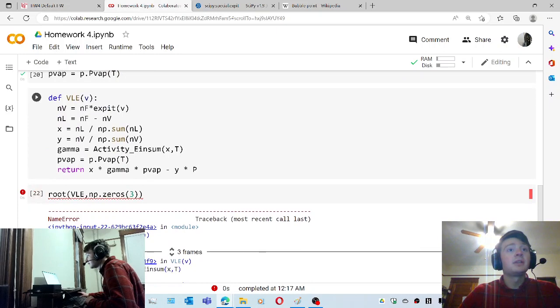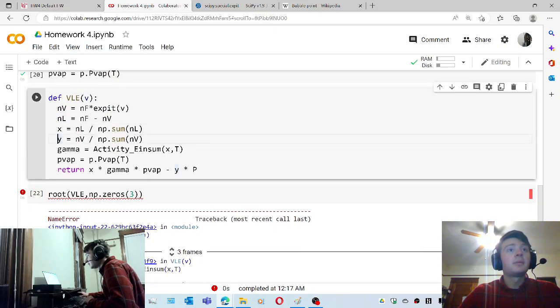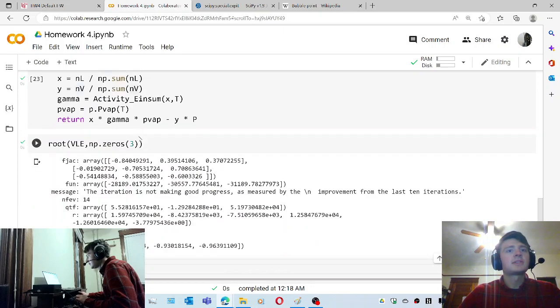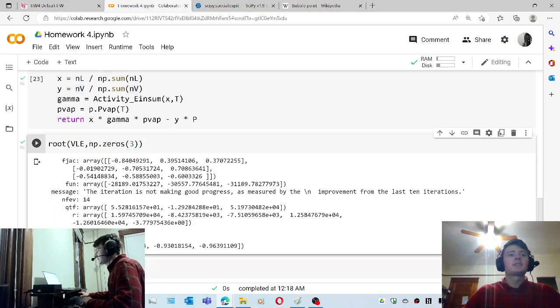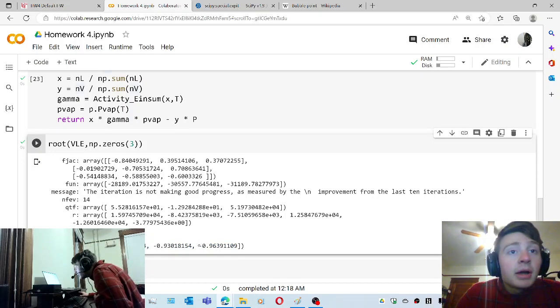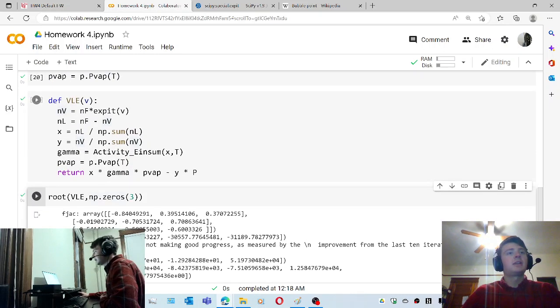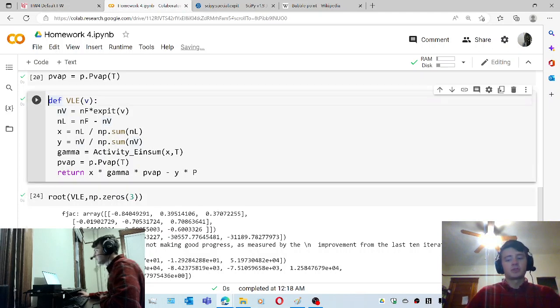Y is not defined. Maybe because I haven't run that yet? Yes, okay. So I got three answers, this array of three values. This is in the EXPit domain, so I can't just look at it and tell if it's right or wrong, but it looks like three answers. So let me go ahead and work this into a larger function.